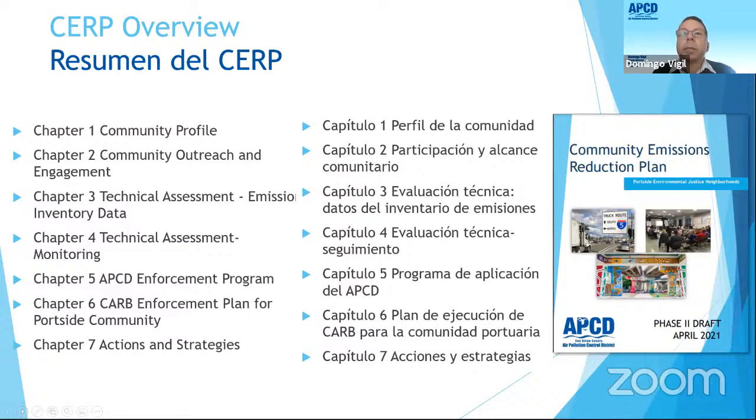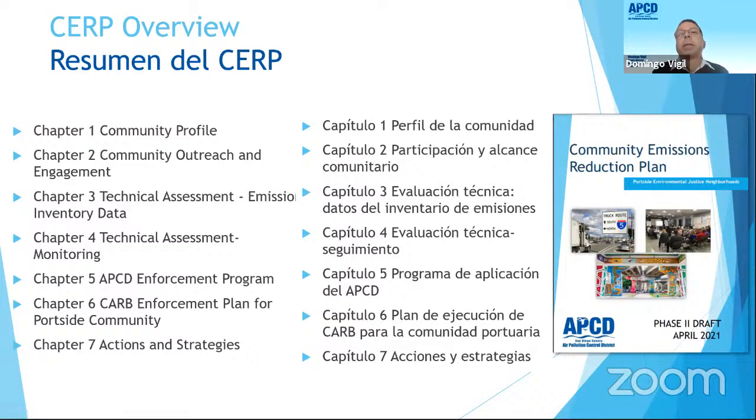Additional monitoring data is currently being captured in the community to continue informing air quality status and progress. Chapter 5 talks about the APCD enforcement program, and it describes the program elements used by APCD to enforce local air pollution control regulations. Chapter 6 is CARB's enforcement plan for the portside community, and it provides CARB's review of 3 years of stationary and mobile source enforcement data to assess local air quality issues within the portside community.